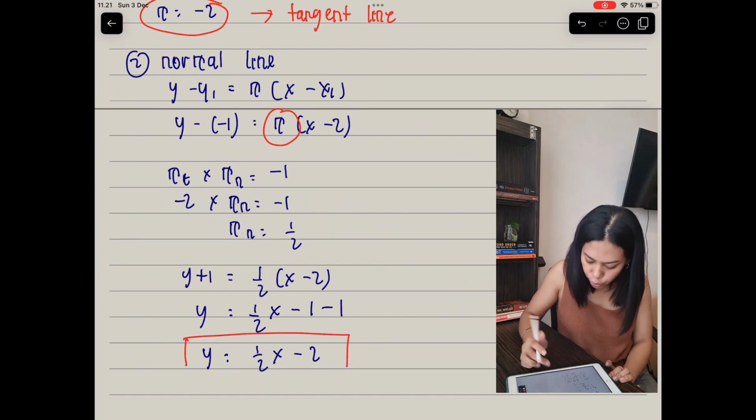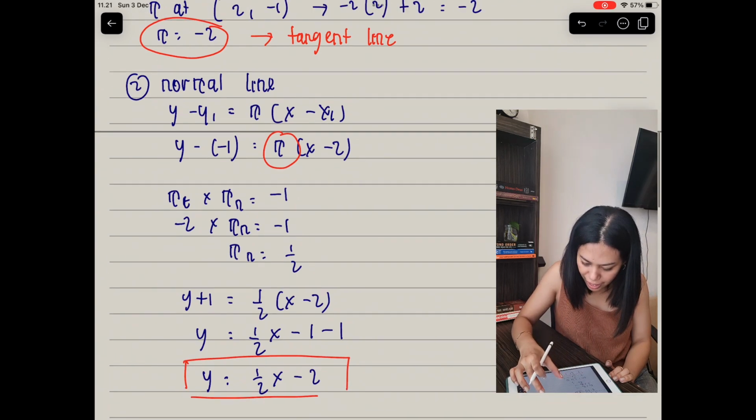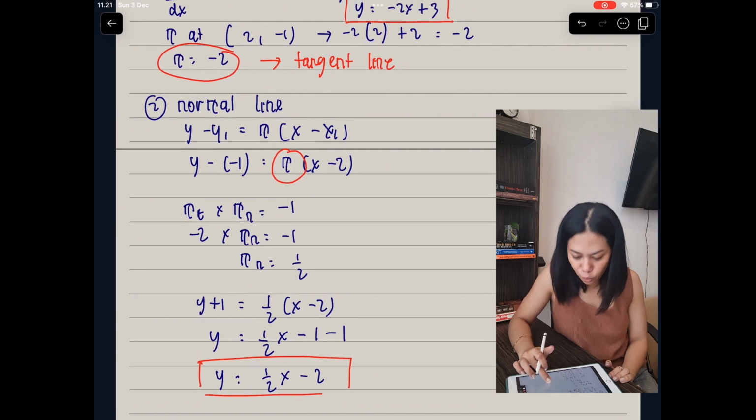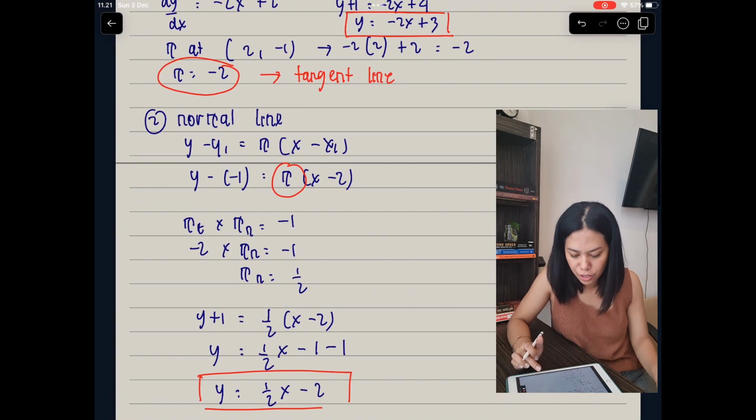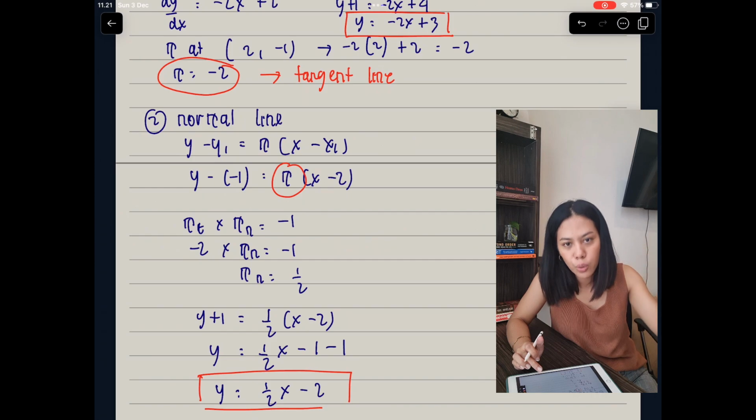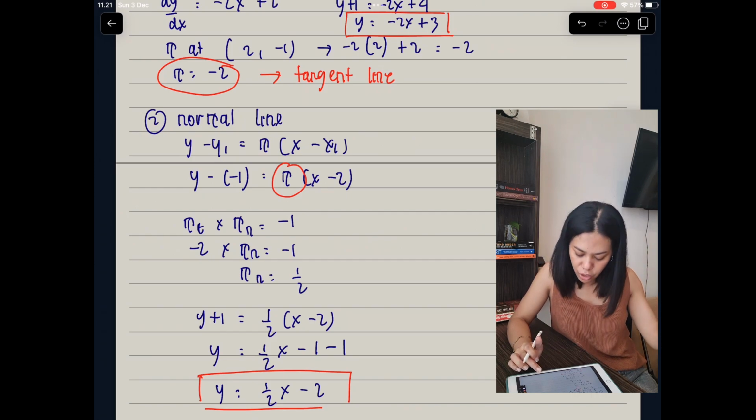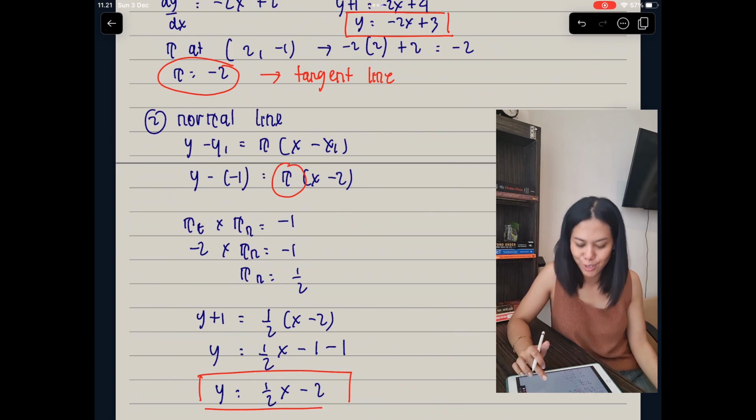So we have both the equation of the tangent line and the normal line. The equation of the tangent line is y equals negative 2x plus 3. And the equation of the normal line is y equals half x minus 2.